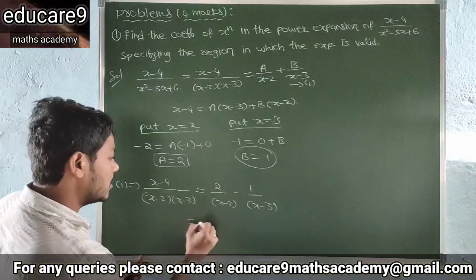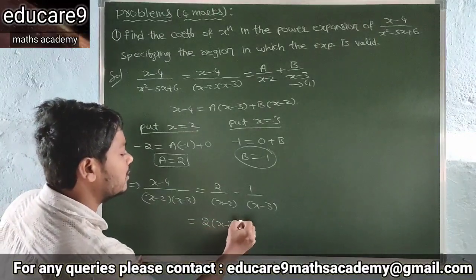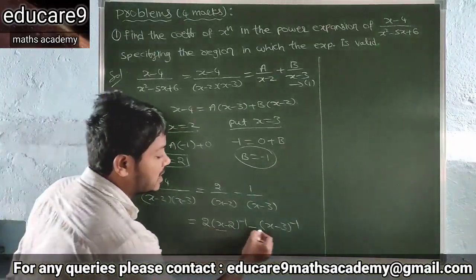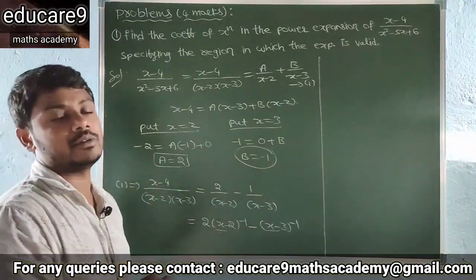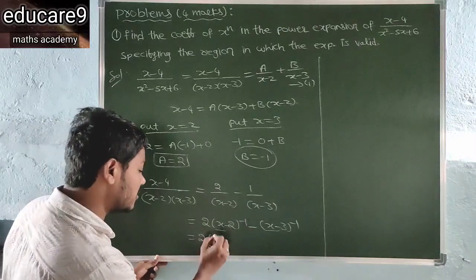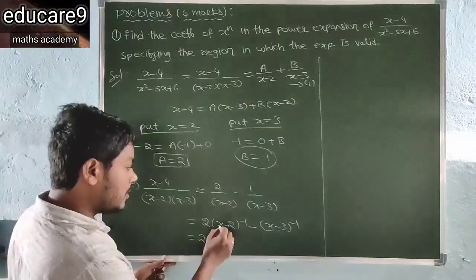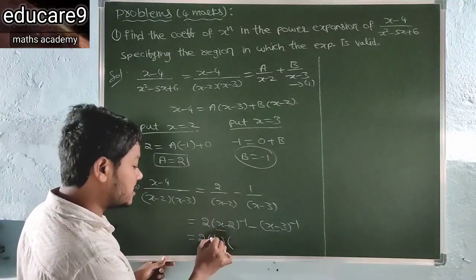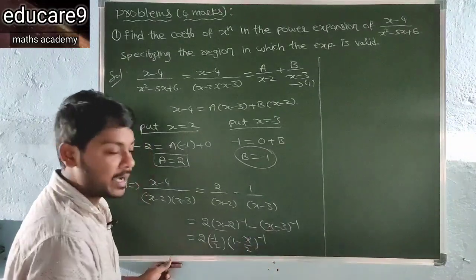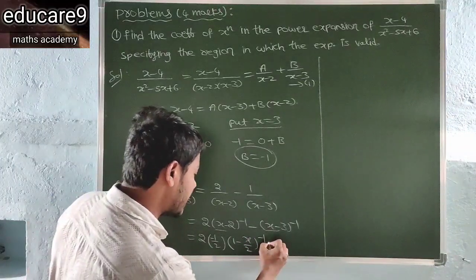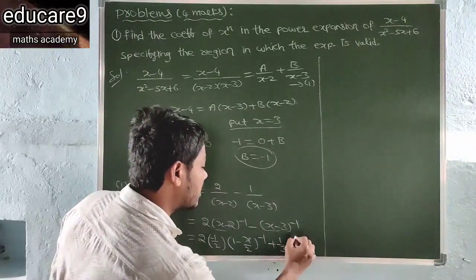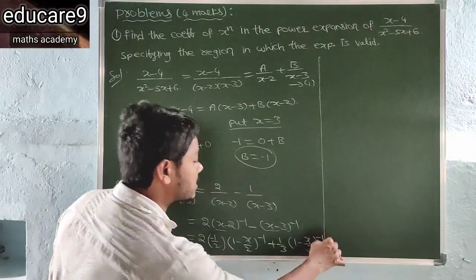Now this is 2 into x minus 2 whole inverse, next minus x minus 3 whole inverse. Now change these expansions into the form 1 minus x whole to the power of n. For that, 2 is common, so you will get 2 inverse, that is 1 by 2, next x by 2 minus 1. Minus is common, so you get 1 minus x by 2 whole inverse. Here also minus 3 is common, so you will get plus 1 by 3 into 1 minus x by 3 whole inverse.